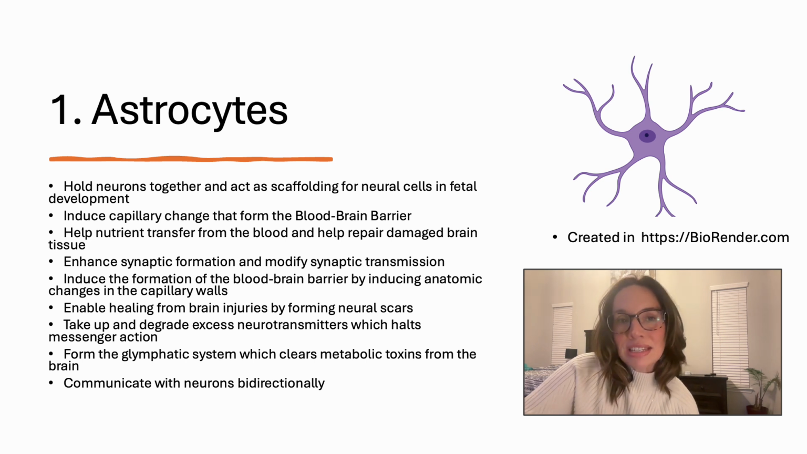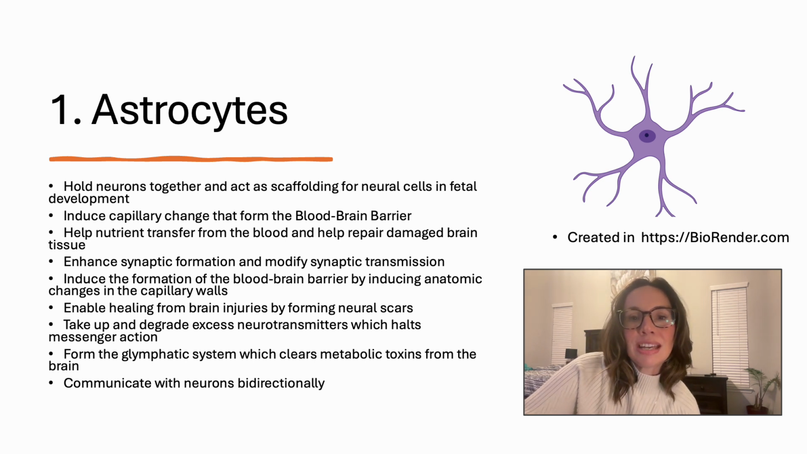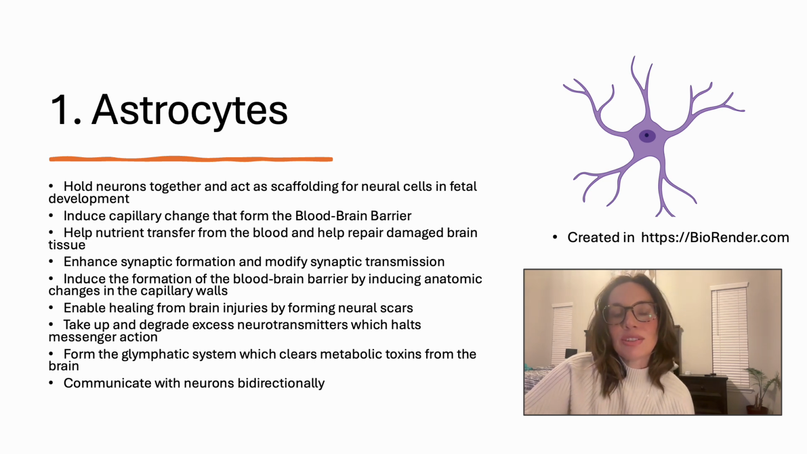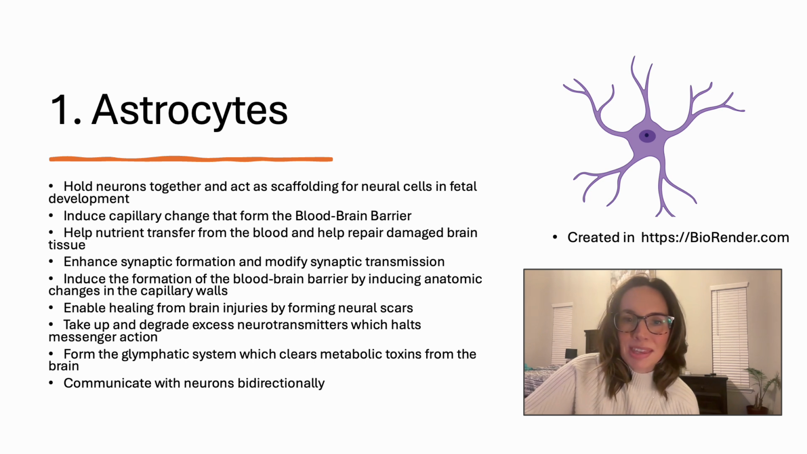Astrocytes also enhance synaptic formation and modify synapse transmission by taking up and degrading excess neurotransmitters, which halts the messenger action between those synapses. They play a central role in the glymphatic system. That's the central nervous system's version of the lymphatic system. I love the way we name things.